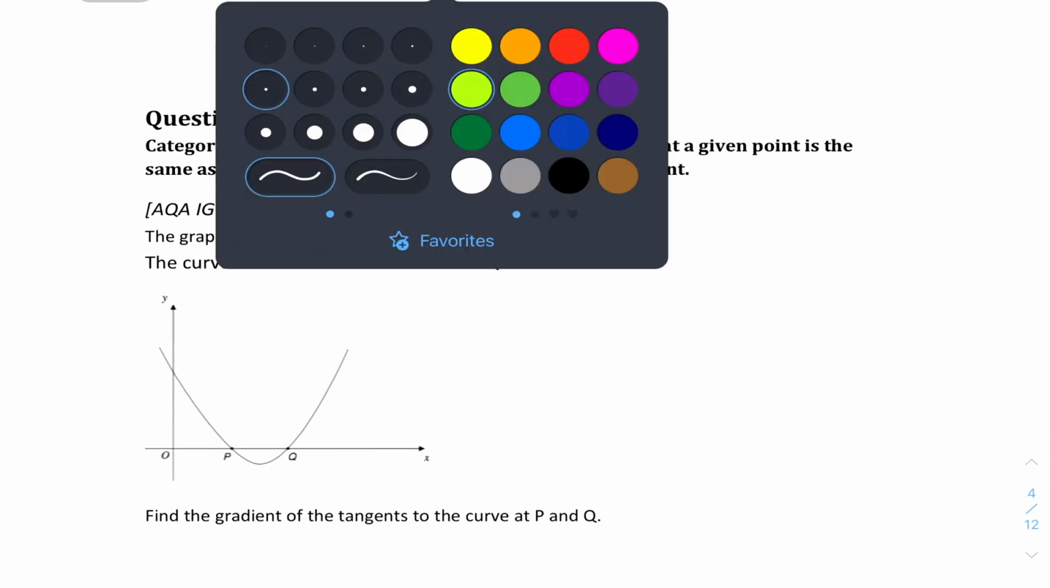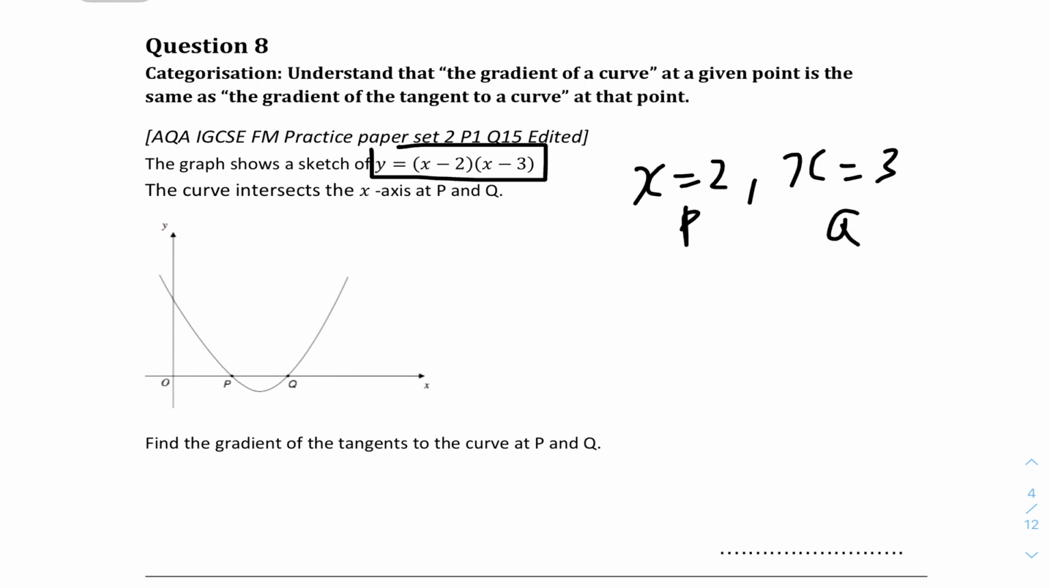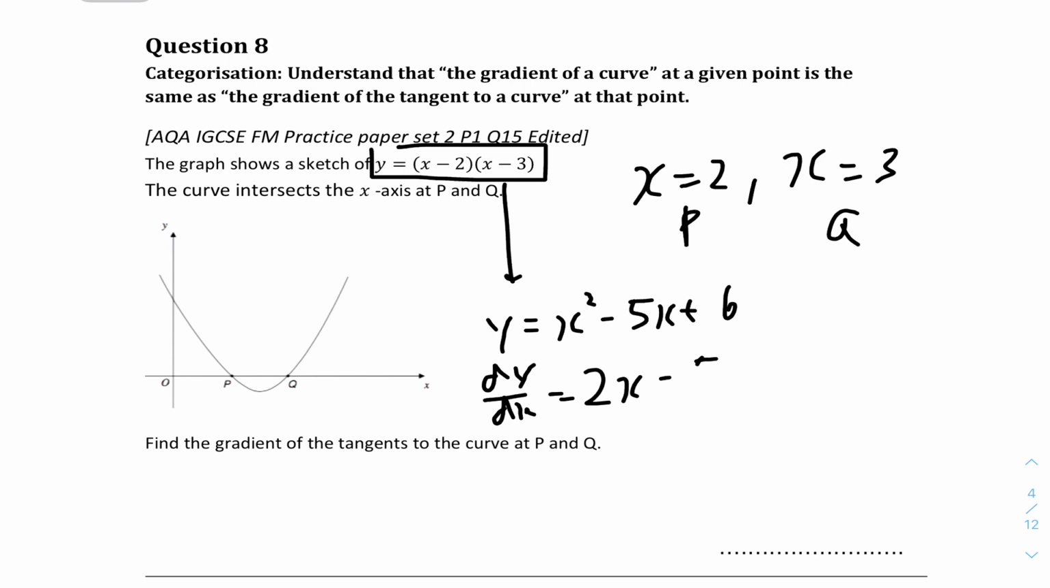So question 8, the curve intersects the x-axis at P and Q. Find the gradients of the tangents to the curve at P and Q. So we have this factored form right here. So we know the roots are x equals 2 and x equals 3. The x equals 2 will be point P, and x equals 3 will be point Q. So we can also expand this y equals equation right here. So it'll be y equals x squared minus 5x plus 6. And so dy over dx will be 2x minus 5.